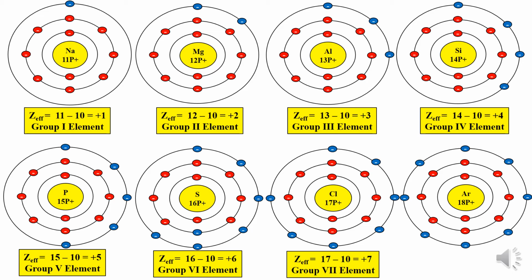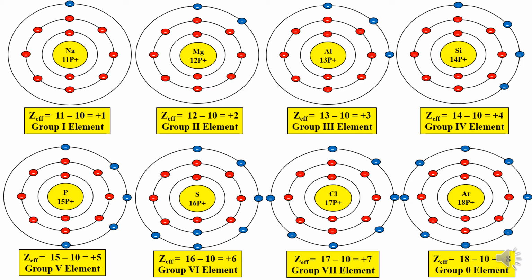And argon, being a noble gas with the most stable electronic configuration, it's a group 0 element with 8 valence electrons. Its outermost shell is completely full with Z effective value of +8.